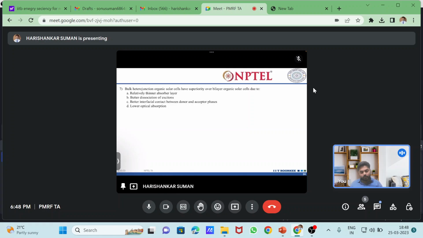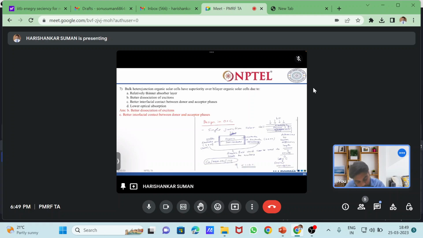The next question: bulk heterojunction solar cell has superiority over bilayer solar cell due to... B and C, better dissociation of excitons and interfacial contact between donor and acceptor. So the contact is better, better interfacial contact between donor and acceptor. Here are the donor and acceptor layers, so here is the working principle.